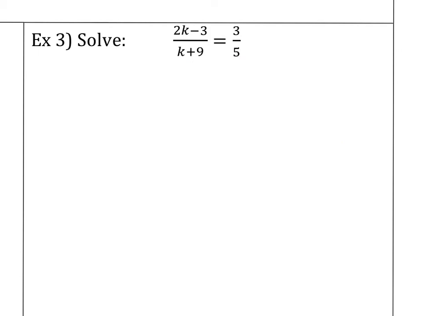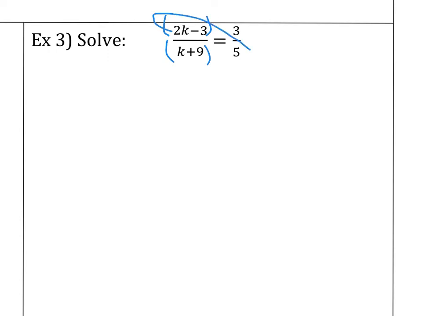Example 3. Solve the proportion (2k minus 3) over (k plus 9) is equal to 5 over 3. Before I do this, what did I remind you in the last example? What do you have to do? First off, when you have those expressions with more than one number, I hope you said that you need to put some parentheses in here. I need to put these in parentheses so that when I cross multiply, I remember I have to distribute.